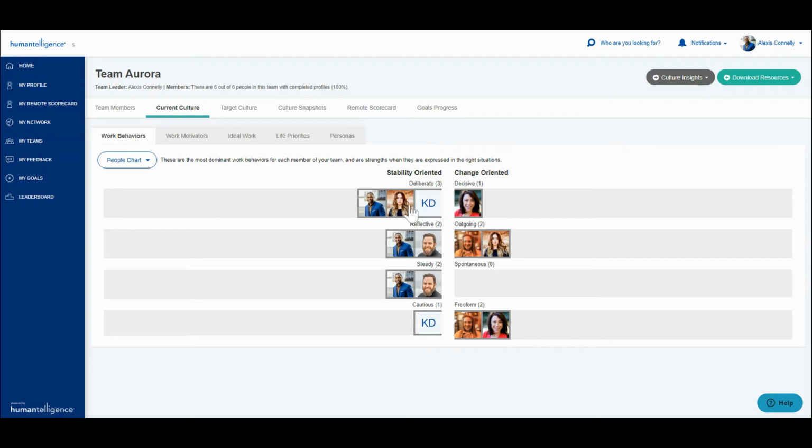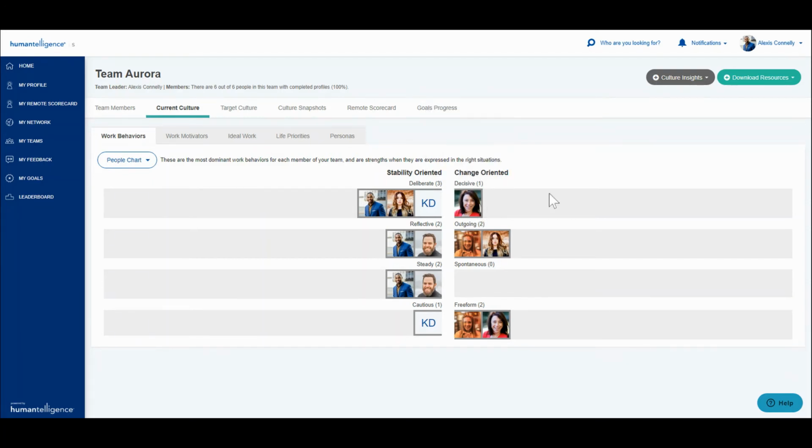Let's look at 3 examples of how you can use insights from the People chart to put strengths to work in team meetings. First, let's say someone brings up a problem during a meeting that needs to be solved quickly and decisively. You could determine who on your team has a primary behavioral style of decisive, and then assign them to head up a special task force to determine a solution.